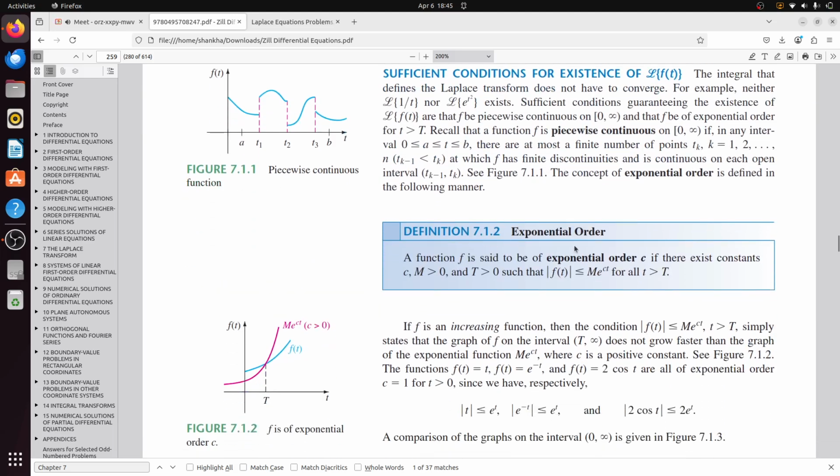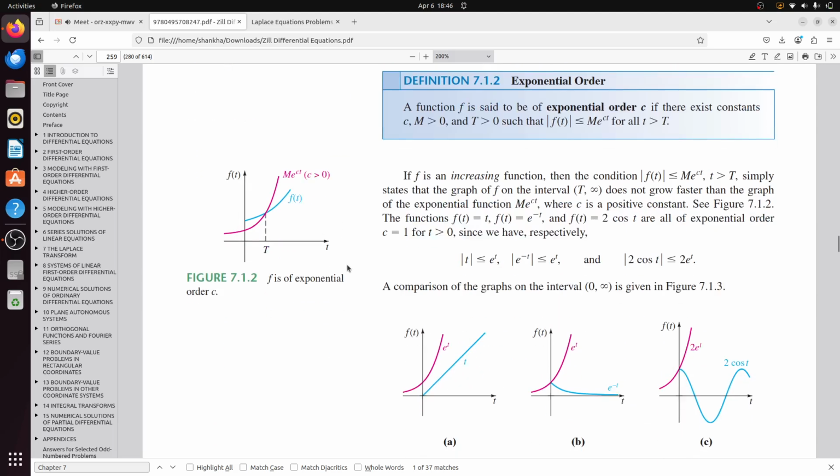Now, a function of exponential order. A function f is said to be of exponential order c if there exist constants c, M greater than 0 and T greater than 0, such that |f(t)| is less than or equal to M e^(ct) for all t greater than T. This is called exponential order. Here it is f(t), but there exists a finite time T after which this function f(t) is dominated by M e^(ct), and f(t) is called exponentially bounded, and f is of exponential order c. So these are the two sufficient conditions.